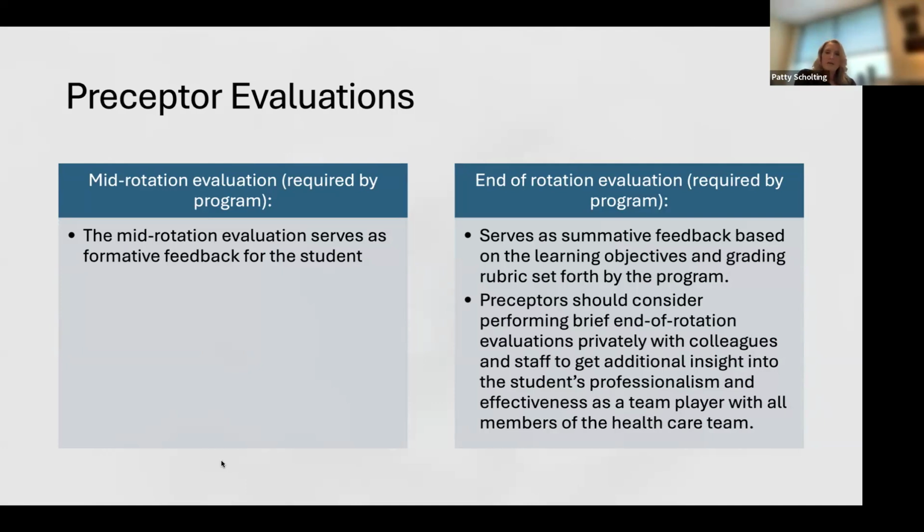Preceptors should consider performing brief and end-of-rotation evaluations privately with any colleagues, any other physicians or PAs that the student may have worked with during that rotation, to get some insight in regards to their level of professionalism. I think it's also important to talk to your staff. They are great eyes and ears of how students are working with the other team members. I think that's very important.